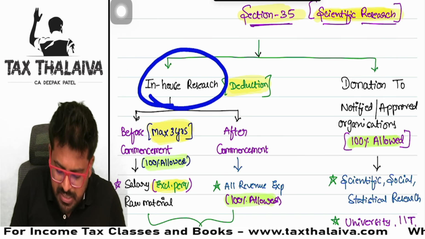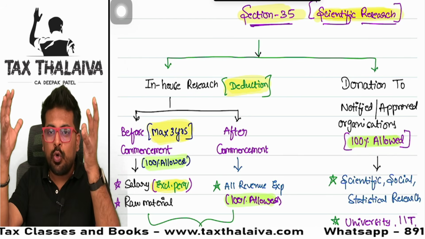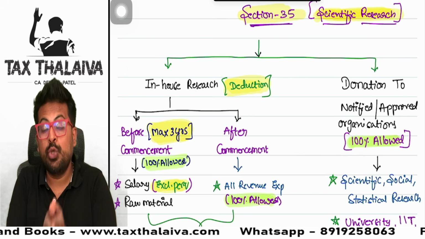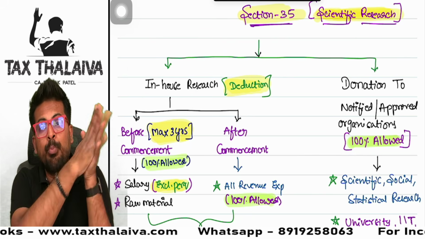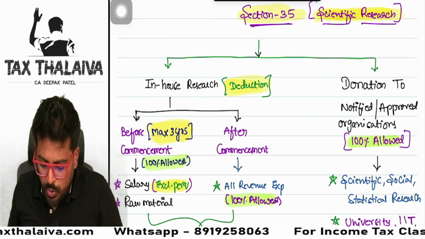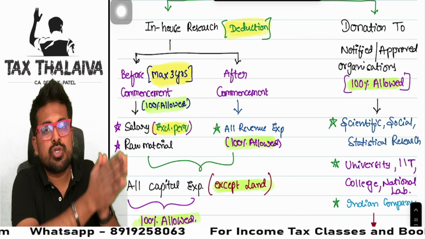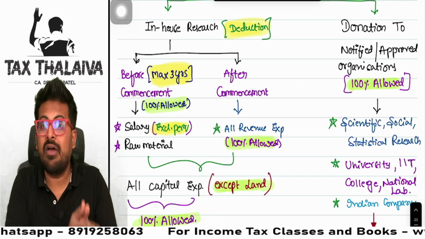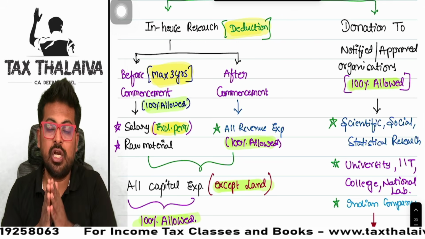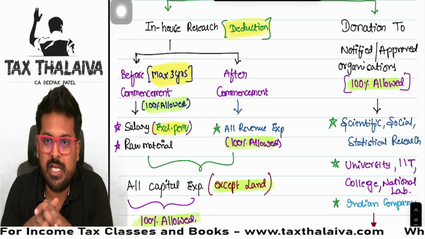If you do in-house research, meaning in your own organization, in your own business, you are only doing the research. In that case, you can claim deduction of both revenue expenditure and capital expenditure. And mind you, before you even start your business, you might have incurred some expenditures. That is called a pre-commencement expenditure, or before commencement of your business, you might have spent some expenditure.